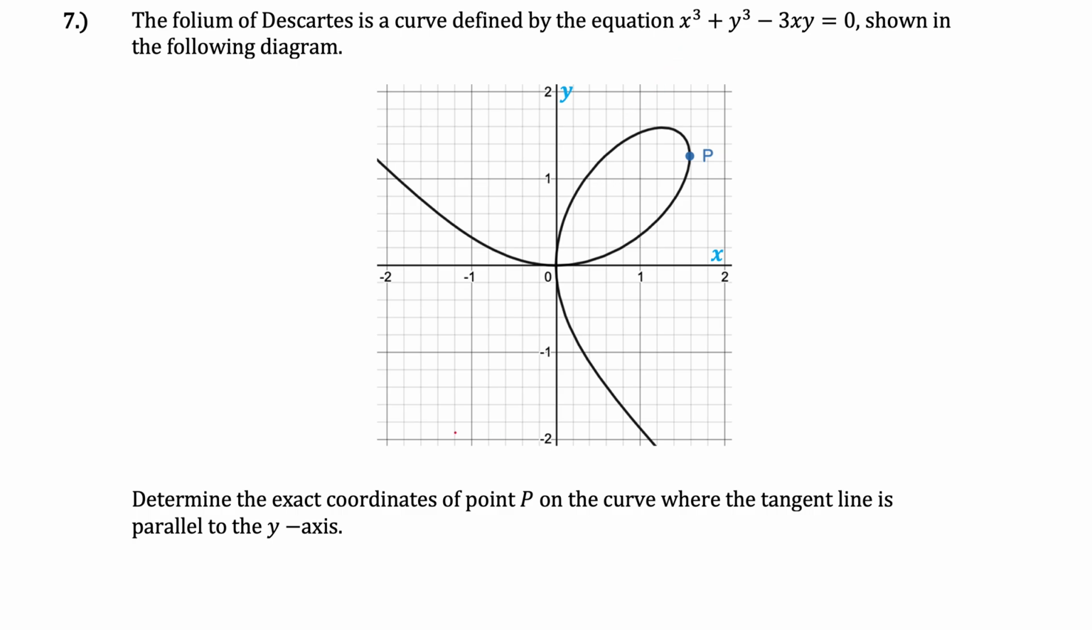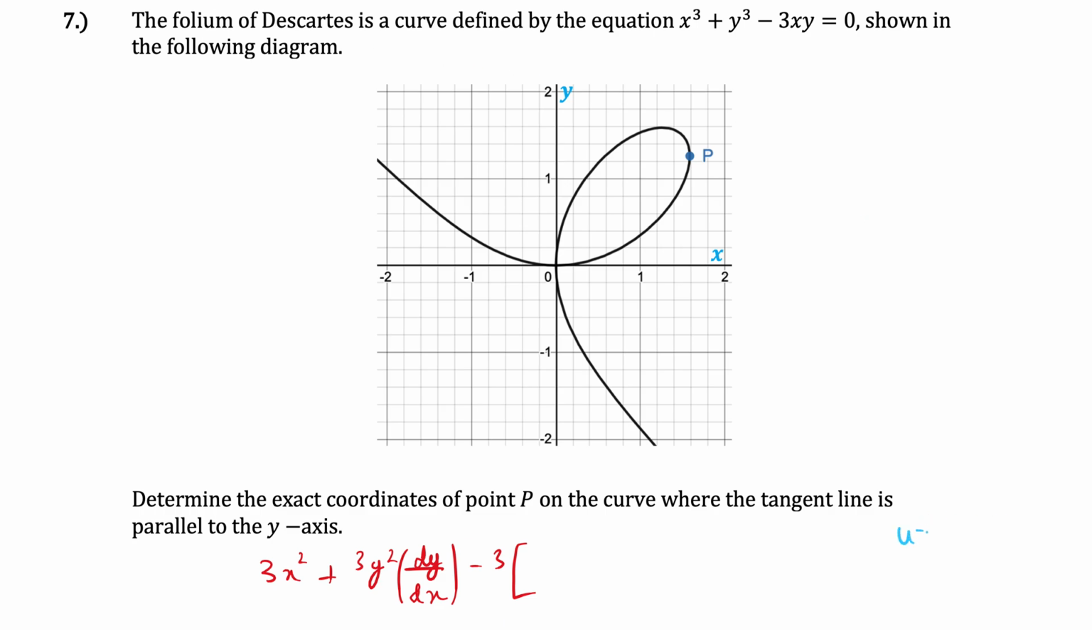So the derivative of x cubed with respect to x will be 3x squared, plus the derivative of y cubed with respect to x will be 3y squared times dy/dx using the chain rule, minus 3, and to differentiate x times y we need to use the product rule.